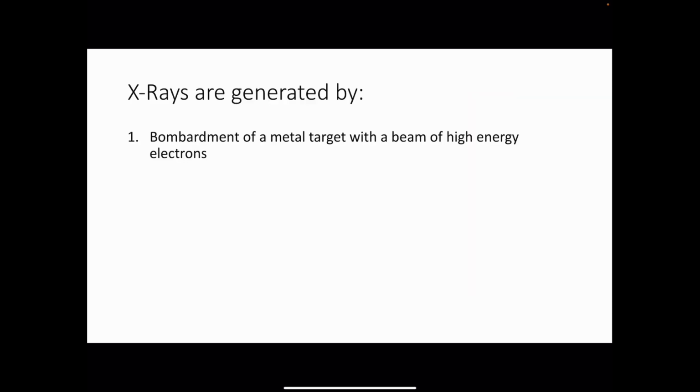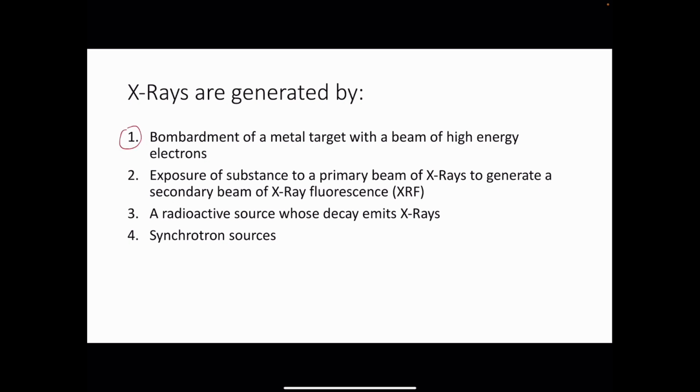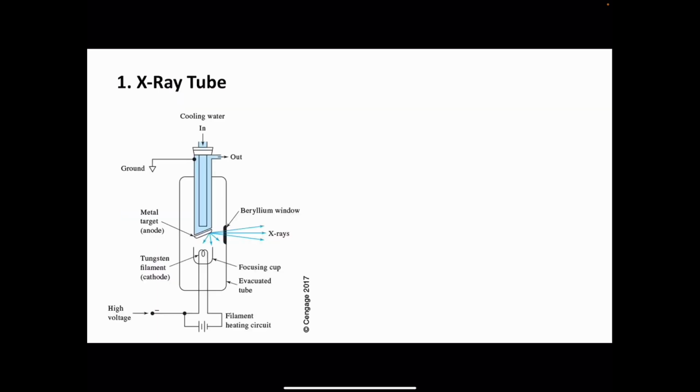The first is bombardment of a metal target with a beam of high-energy electrons. The second is exposure of a substance to a primary beam of X-rays to generate a secondary beam of X-ray fluorescence. Thirdly, a radioactive source whose decay emits X-rays. And finally, synchrotron sources. We are going to focus on two types, so bombardment of a metal target and radioactive decay. So the first kind of source we're going to talk about is the X-ray tube.